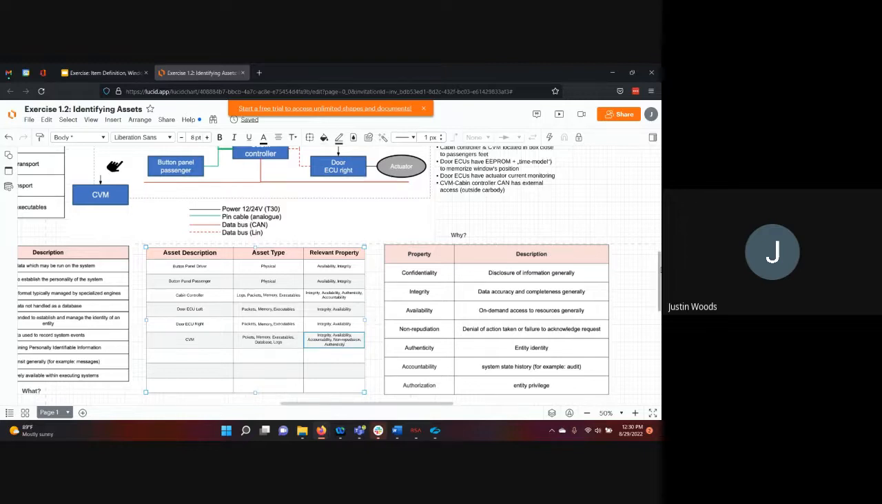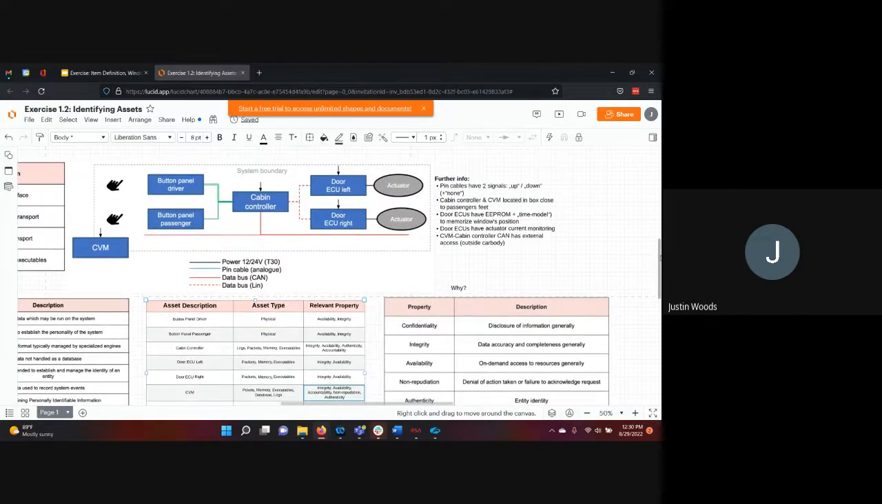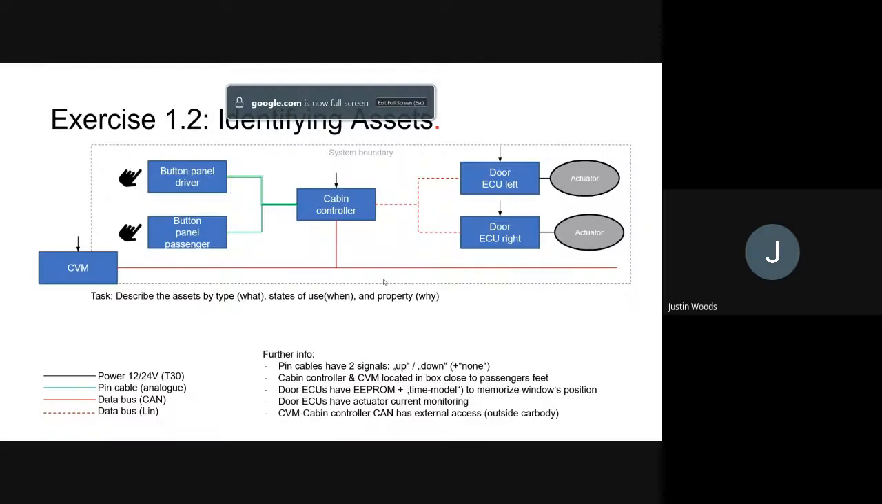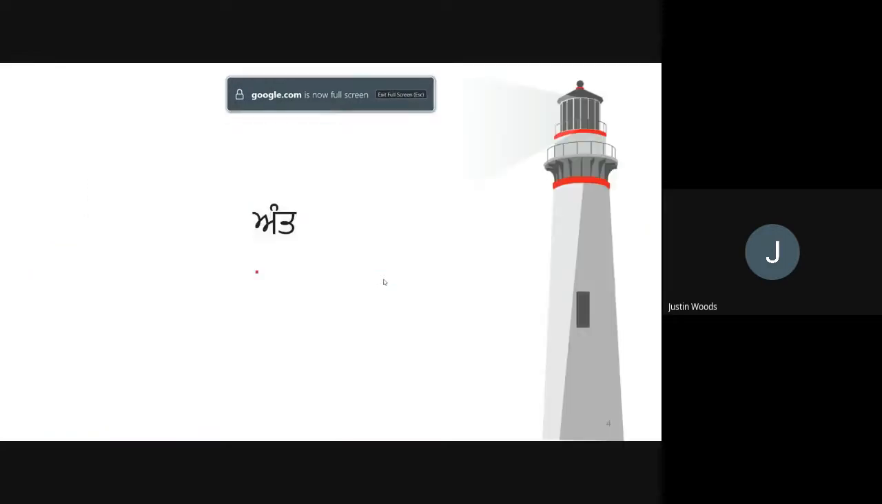So awesome. That is pretty much this exercise done. We have looked at all of the assets here, listed the different types of asset types and properties for them. And now we can roll back to the slides here. And we are done.